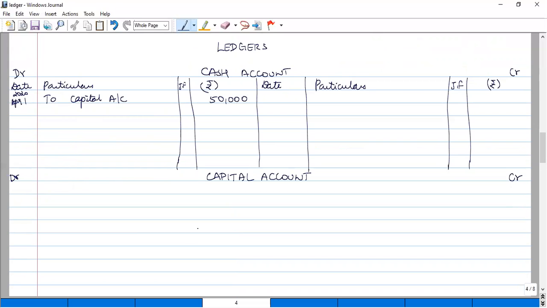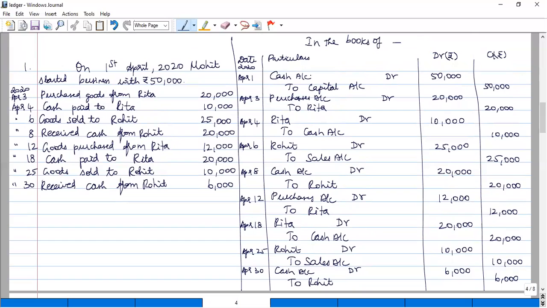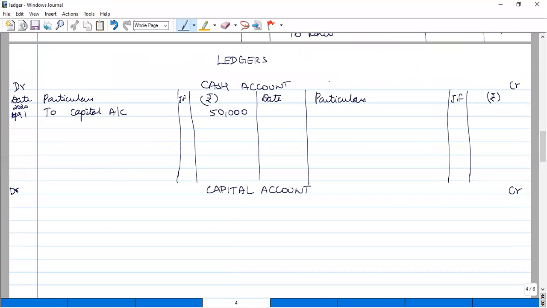Now coming to the same transaction, we have another account involved here, isn't it? So one account, cash account, we have posted the respective entry. Now we are going to open capital account and we are going to post this entry into the capital account. So here capital account is credited in this transaction. Okay. So what is done? Capital account is credited. So your entry will be on the credit side.